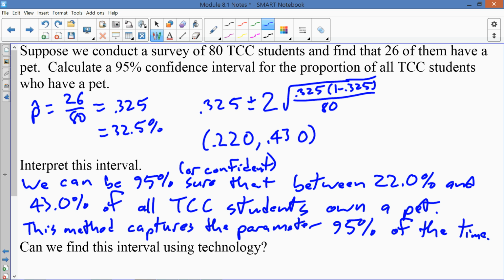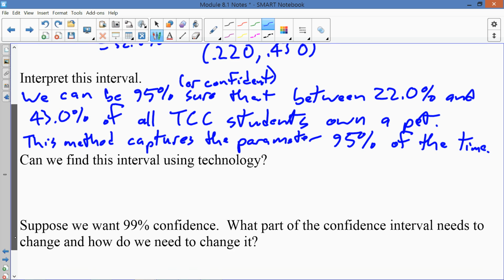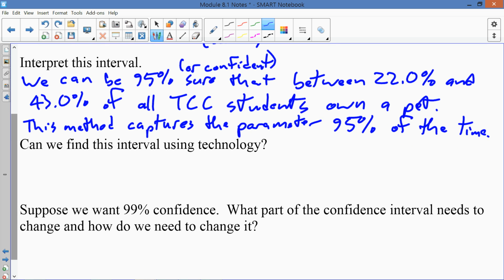Now before you may say, well, it did capture 30%, but the 30% was just a guess. It said suppose. So if these were the data, then I would be pretty sure that the proportion that own a pet is somewhere between 22.0% and 43.0%. All right. How about doing this with technology?